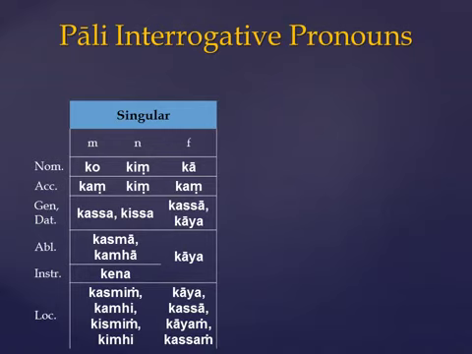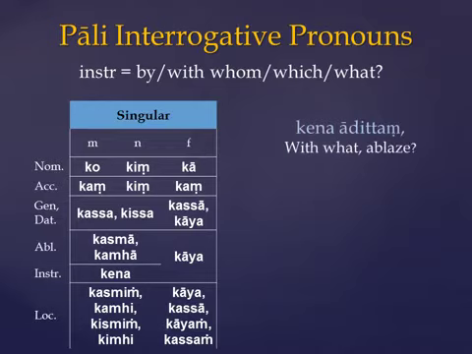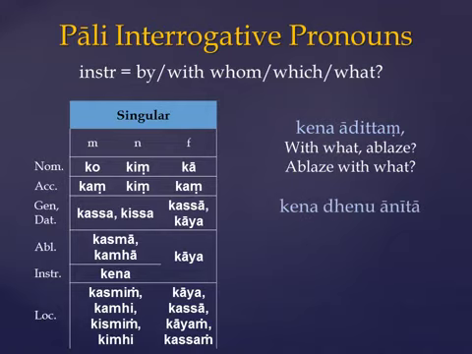Now, I'm not going to go through all the cases, so we'll finish with the instrumental case, which means by or with whom, which or what. Like in the example, kena aditang, meaning with what ablaze, or ablaze with what. And kena denu arnita means by whom a cow brought.